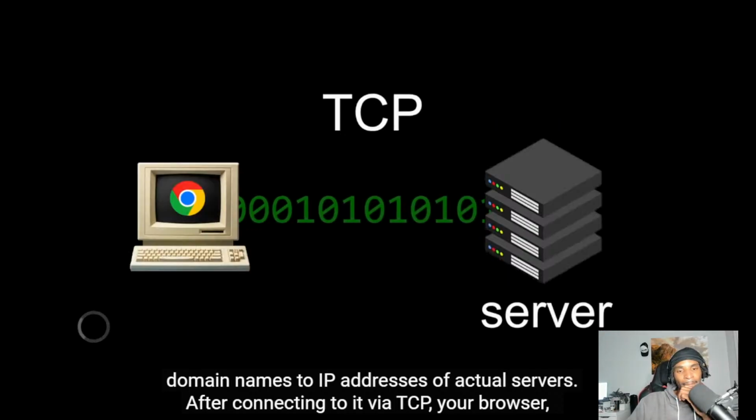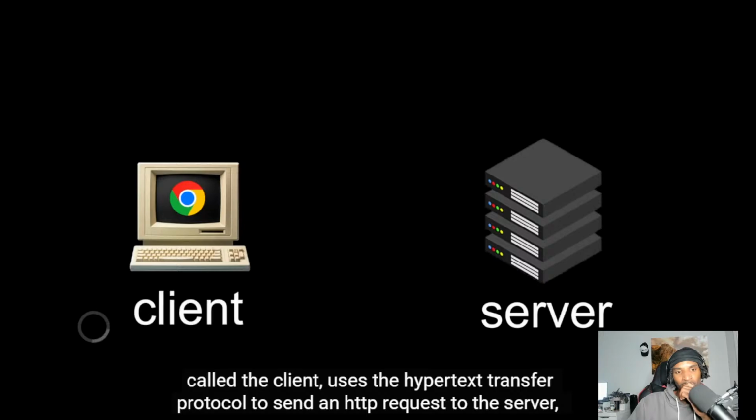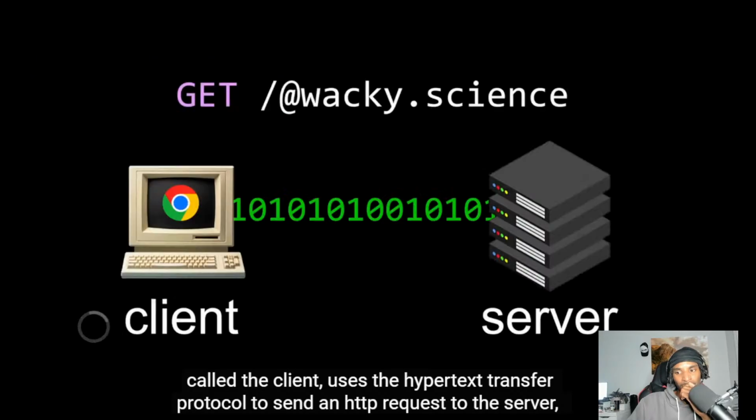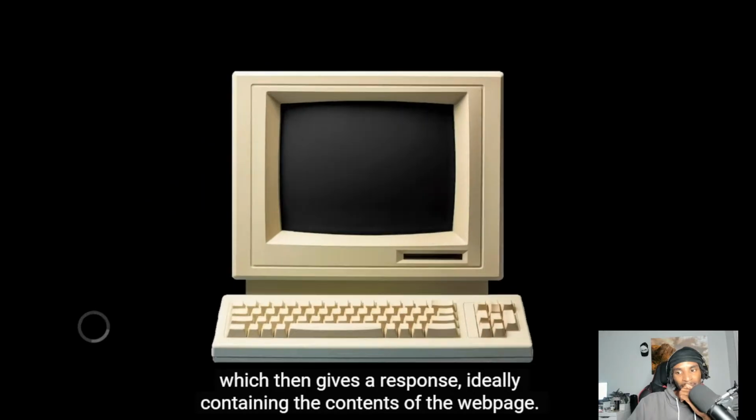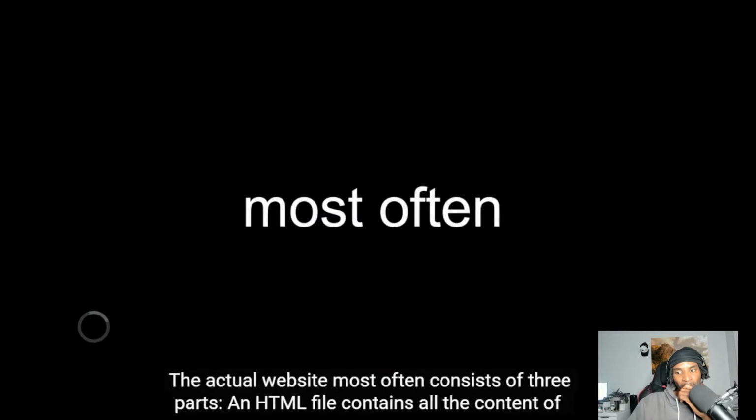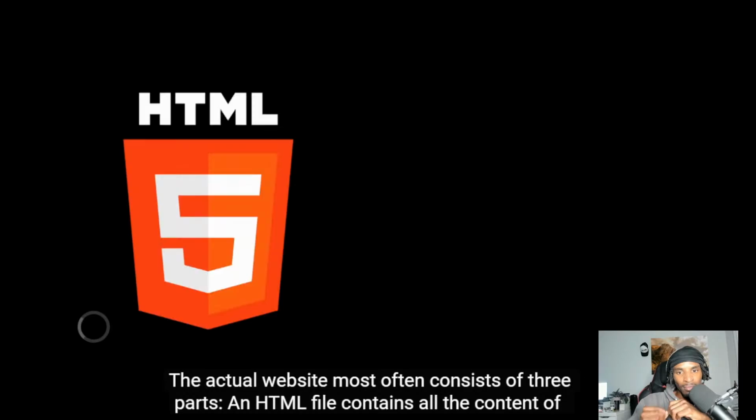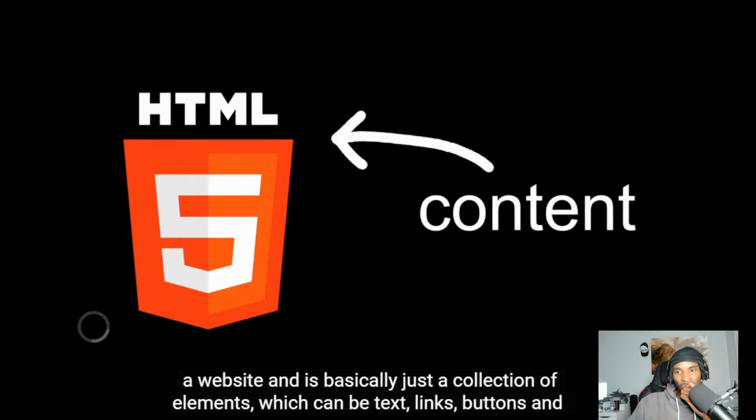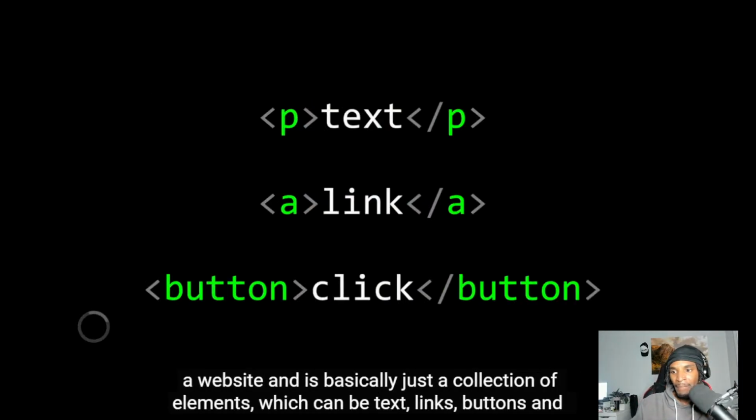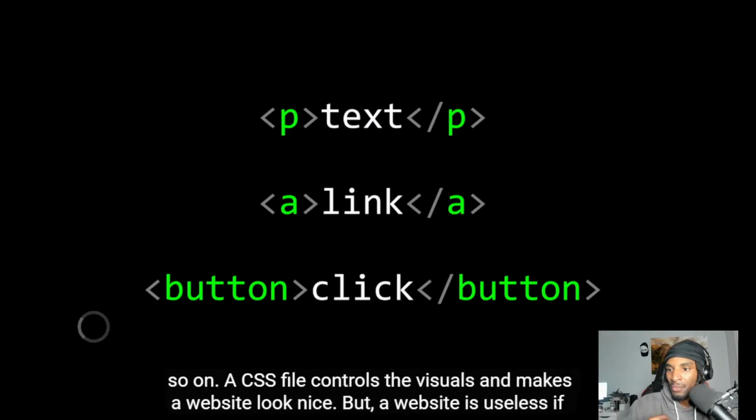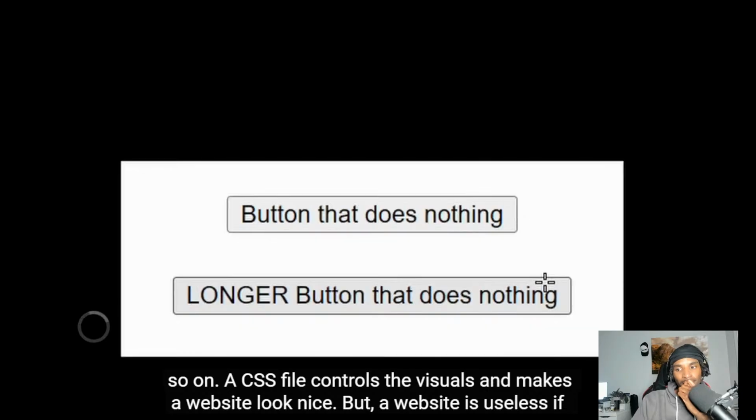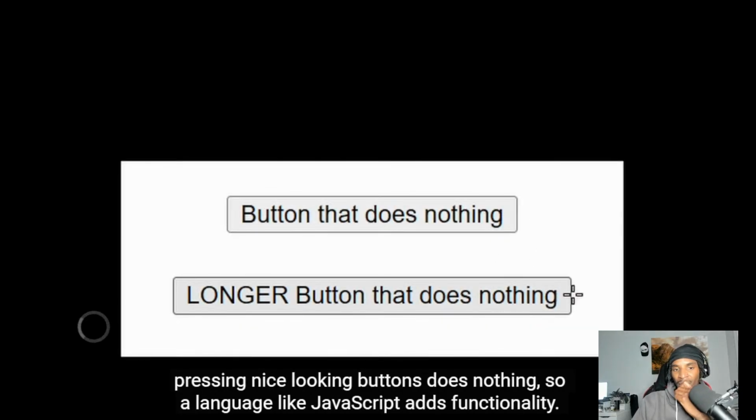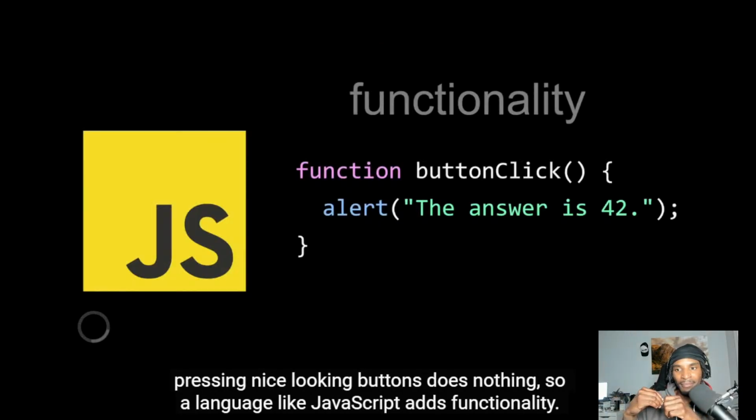After connecting to it via TCP, your browser, called the client, uses the hypertext transfer protocol to send an HTTP request to the server, which then gives a response, ideally containing the contents of the web page. The actual website most often consists of three parts. An HTML file contains all the content of a website and is basically just a collection of elements, which can be text, links, buttons, and so on. A CSS file controls the visuals and makes a website look nice. But a website is useless if pressing nice-looking buttons does nothing, so a language like JavaScript adds functionality.